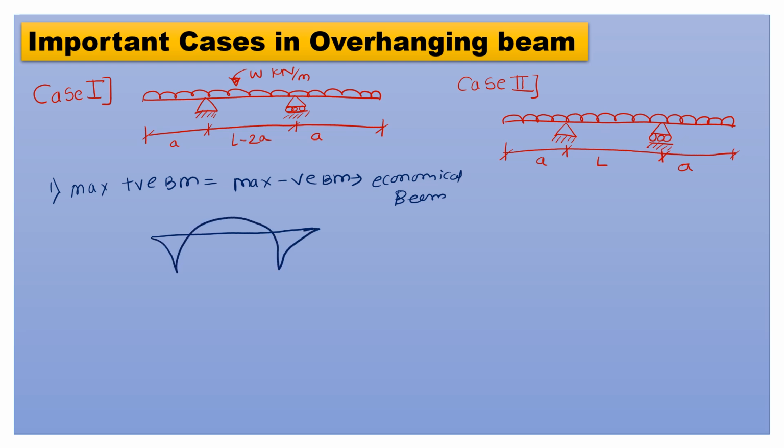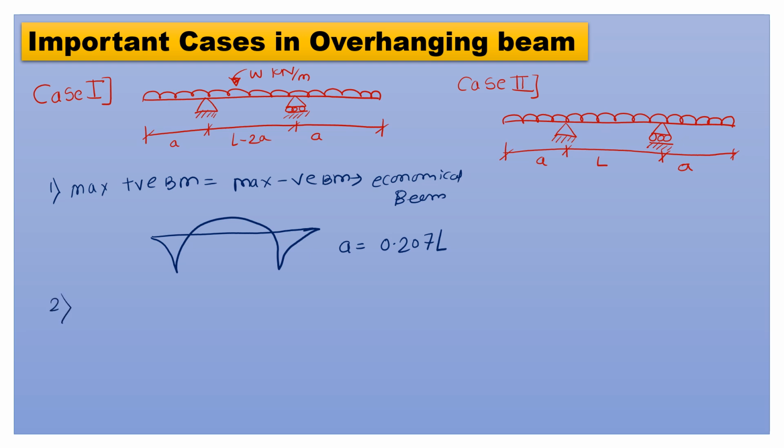Means positive and negative bending moment are equal. In that condition, A is equal to 0.207 of L. This is the value of A. And they directly ask this kind of beam they given, or they ask that maximum positive bending moment equal to maximum negative bending moment in case of overhanging beam. A is equal to what? So A is equal to 0.207 L in this case.